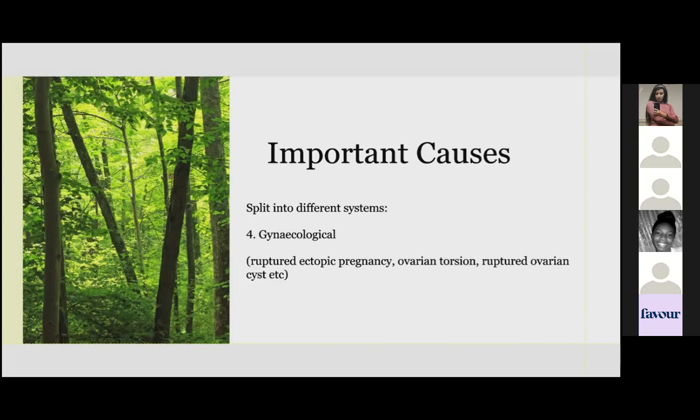And there are gynecological causes of acute abdomen. So a ruptured ectopic pregnancy is very serious. This is one of the causes that we'll talk about. Ovarian torsion and ruptured ovarian cyst also cause acute pain. But these are less urgent, and these tend not to have a high mortality. So the ruptured ectopic is the really important cause that you need to exclude in a female of childbearing age.